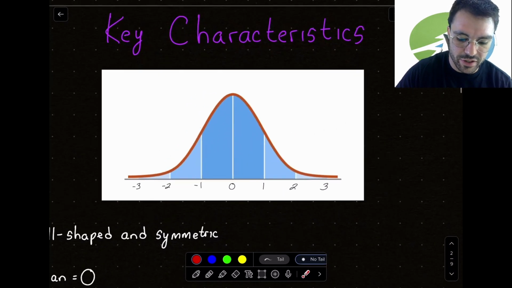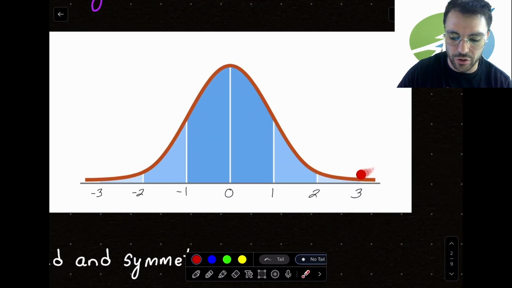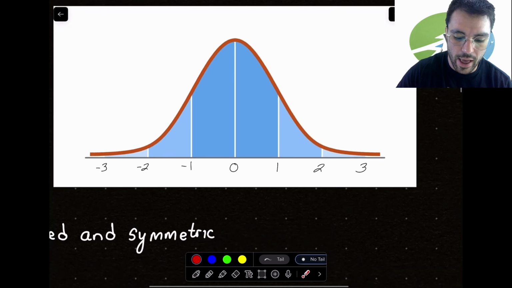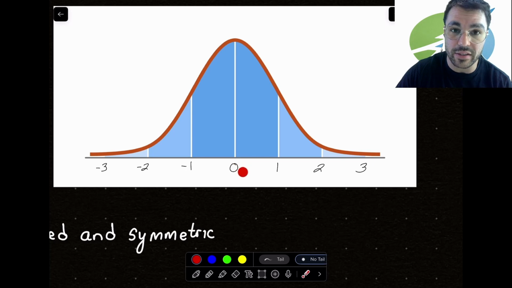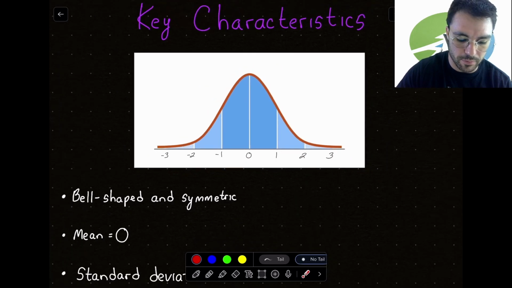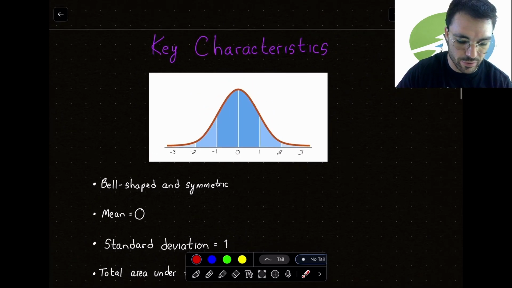So, key characteristics. Here's what it looks like. You should recognize this from the previous video. And for our standard normal distribution, we always put 0 as the mean and 1 as our standard deviation. So plus 1, plus 1, plus 1. Likewise, minus 1, minus 1, minus 1. Okay. So again, key characteristics.